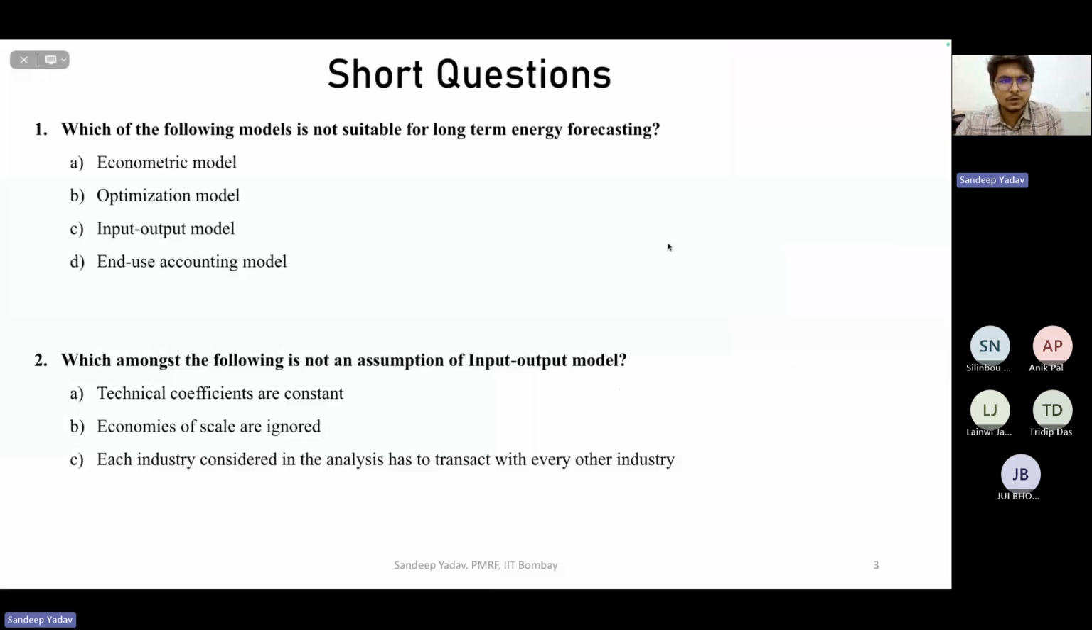We'll start with the short type of questions. This is basically a theory type of question. Then we'll move ahead with the numerical answer types and the tutorial questions. Question number 1 says: which of the following models is not as suitable for long-term energy forecasting? If you want to try this question, you can comment your answers, or you can unmute and tell us what you think the right answer would be.